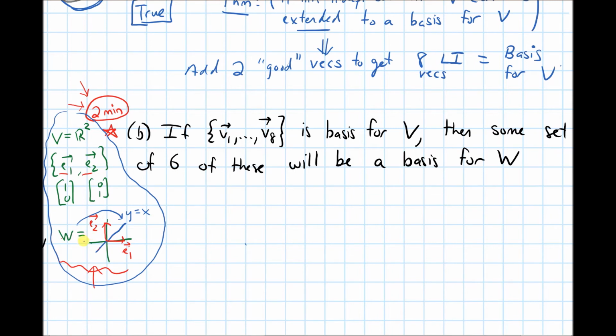Okay, so by looking at this parallel problem, I see that if we were to remove either E1 or E2, we definitely won't have a basis for the line y equals x. Because if we remove either E1 or E2, our span would be either the x-axis if we removed E2, or if we removed E1, the span would be the y-axis. But in either case, it wouldn't be the diagonal line. So that's going to give me an intuition. Okay, so this is going to be false.